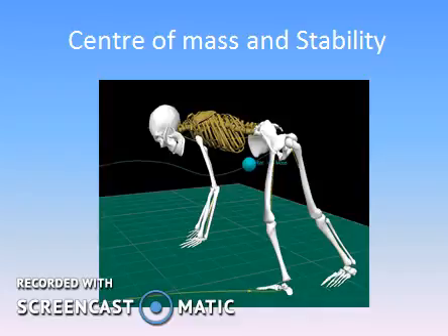Stability of an object is affected by two factors: the width of the base of an object and the height of the centre of mass. Objects with a wide base and low centre of mass are more stable than those with a narrow base and a high centre of mass.